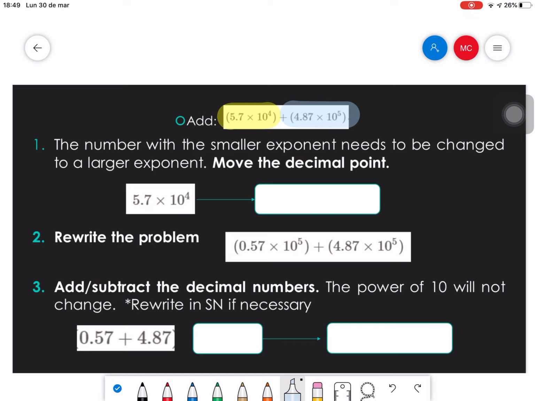First, let's identify the exponent. One has times 10 to the 4th power. This is this one. And the other one is times 10 to the 5th power. Which one is bigger? I know the number 5 is bigger, so this will stay the same, okay? This will be the same.